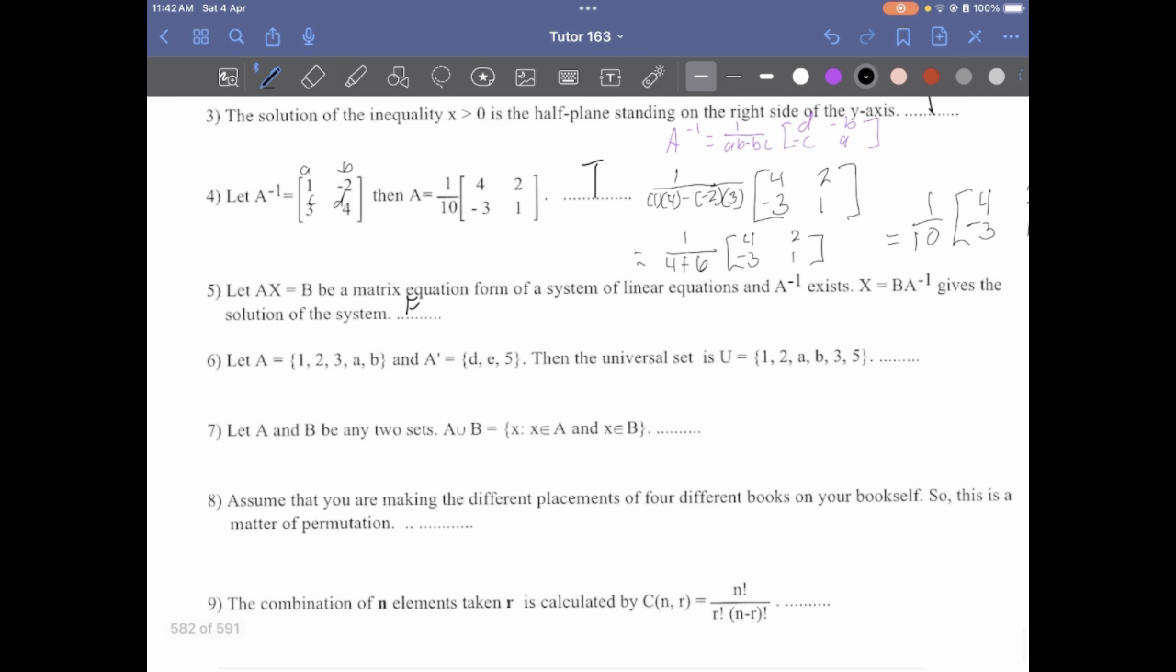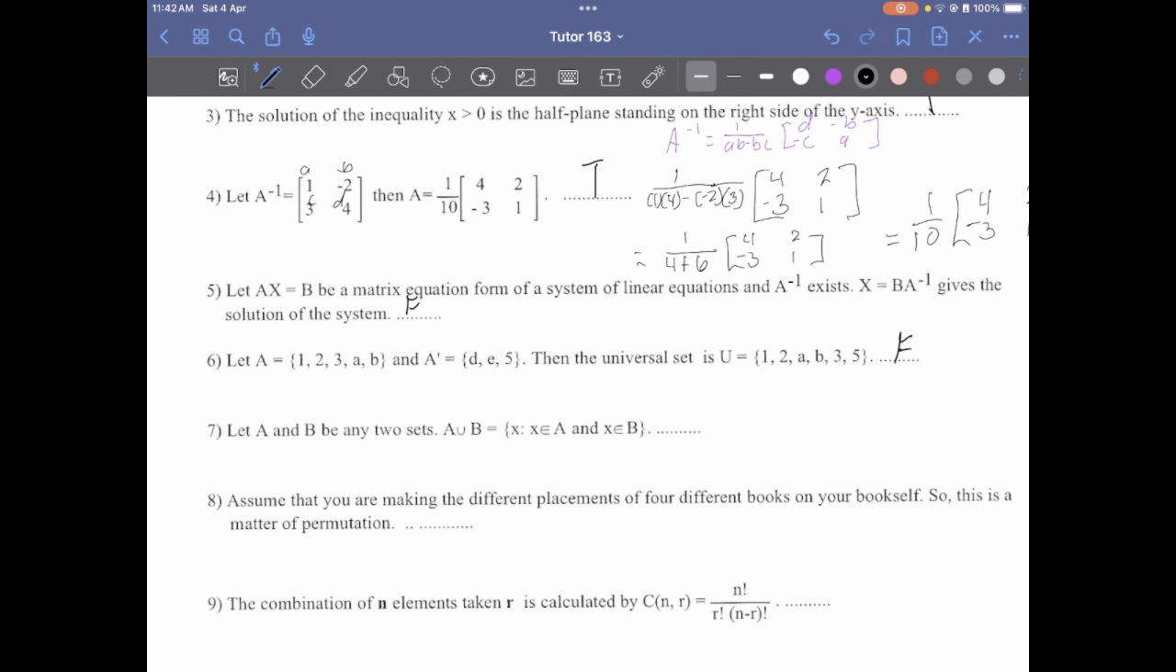Okay, so let A equal {1, 2, 3, a, b} and A prime equal {d, e, 5}. Then the universal set is U equal {1, 2, a, b, 3, 5}. So it includes everything from A and everything from A prime. I don't see D in there, so that's false. Nor E, so that's false. The universal set is everything that's in all the different sets, that's the universal set.